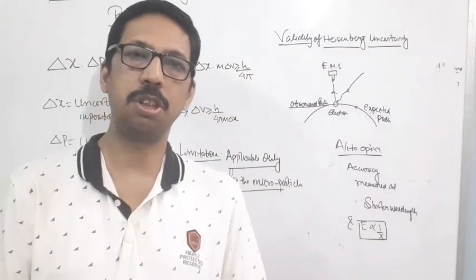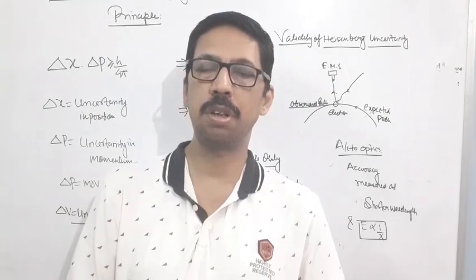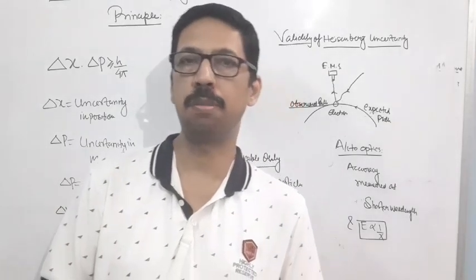And this is the reason it is known as uncertainty principle given by Heisenberg. So it is named as Heisenberg uncertainty principle.